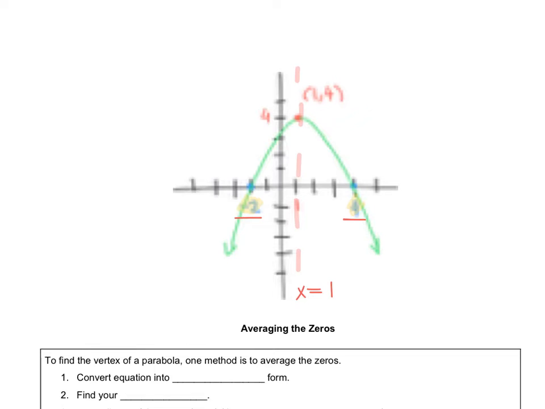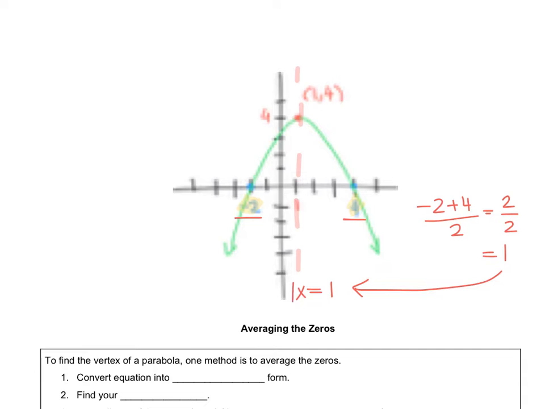So if I take my two values for the zeros, -2 and 4, and I add them and divide by 2, I'm going to get the middle or the halfway number. -2 plus 4 is 2, and when we divide 2 by 2, we get 1. And that's exactly what our axis of symmetry is. So this idea of averaging the zeros starts from, if you take your zeros and find the middle, add them up and divide by 2, you'll get the axis of symmetry.